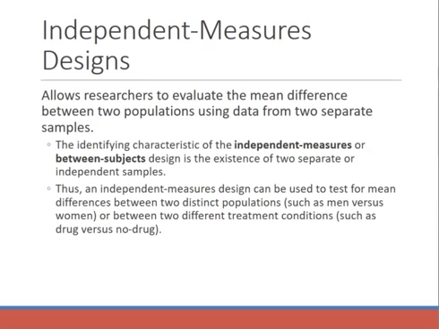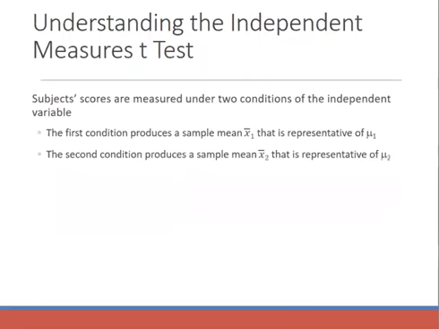So the independent measures design is used in situations where a researcher does not know anything about either of the two populations or treatments being compared. So in particular, the population means and standard deviations are all unknown. And again, we're assuming that these two groups come from, or we're testing whether these two groups come from different populations. So examples are men versus women, or people who get a drug versus people who don't get a drug.